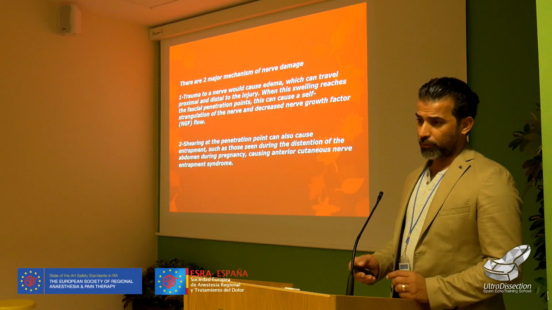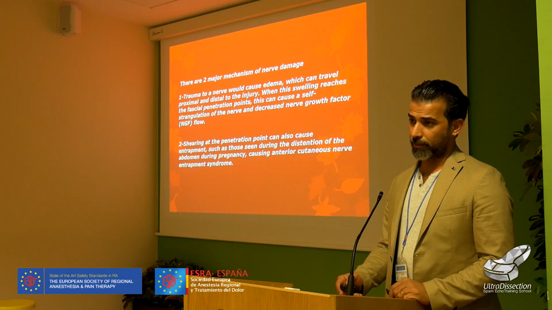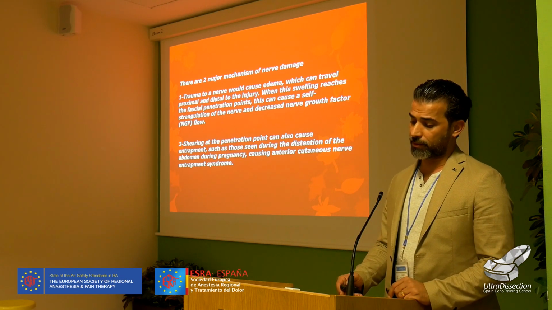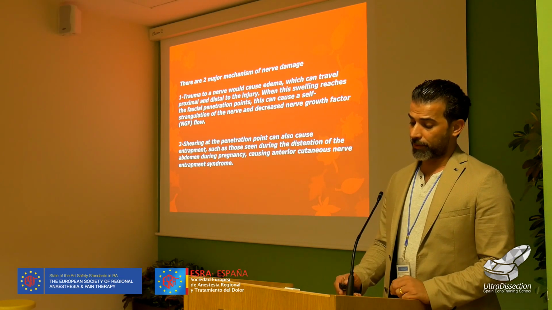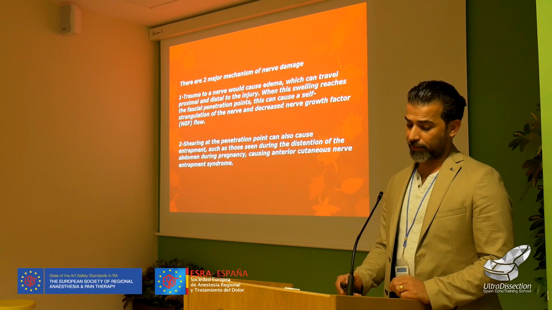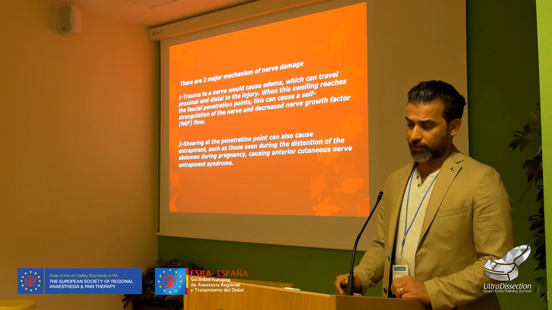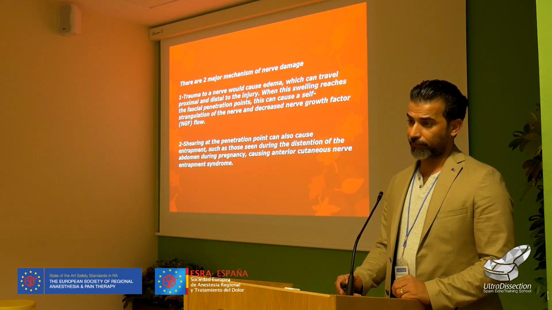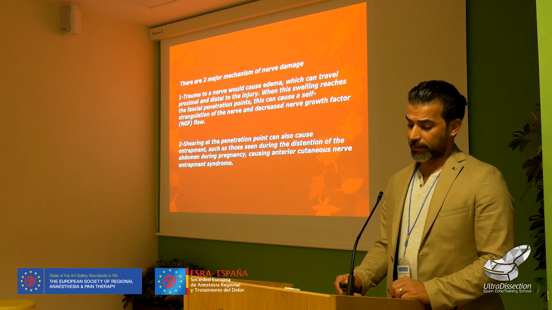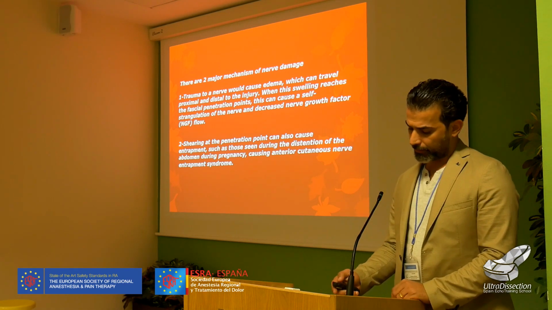So we have two major mechanisms of nerve damage. First is trauma, direct trauma to the nerve, which causes edema that can travel proximally and distally from the injury. When this swelling reaches the fascial penetration point, it can cause self-strangulation of the nerve and decrease nerve growth factor, NGF, flow. Second, shearing at the penetration point can also cause entrapment.